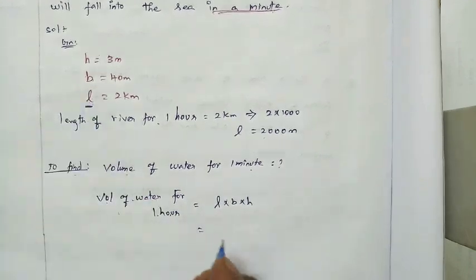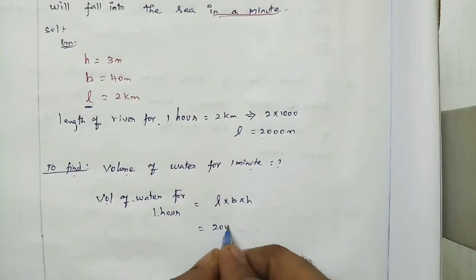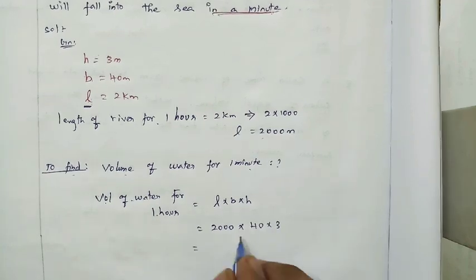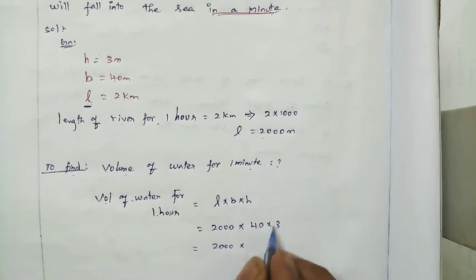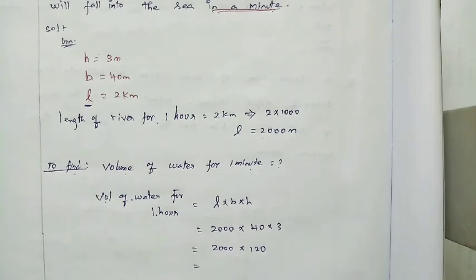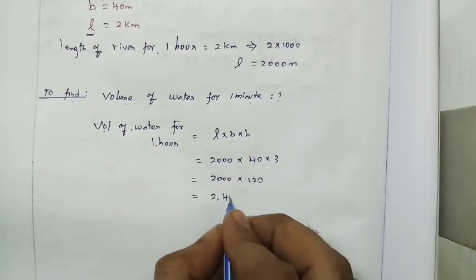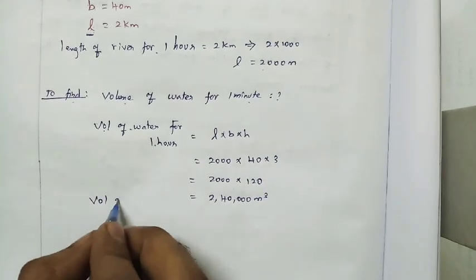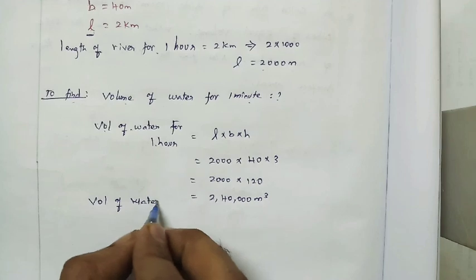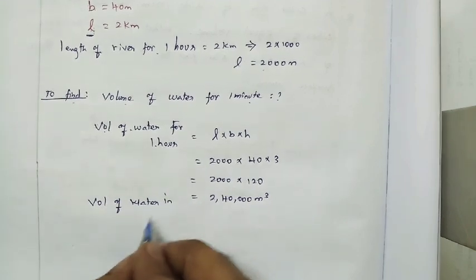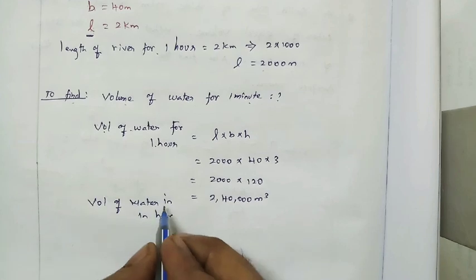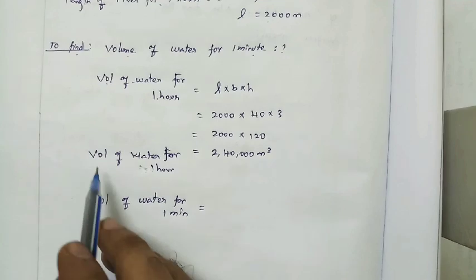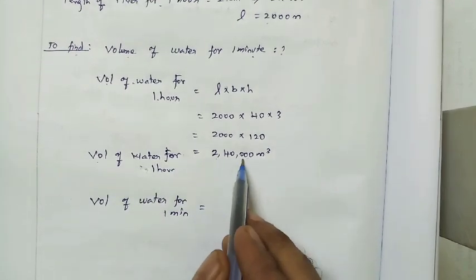So L is the length, 2000 meter, into breadth 40, into height 3. While multiplying, 2000 into 40 into 3 is 120, which gives 2,40,000 meter cube. Therefore the volume of water that flows in the river in 1 hour is 2,40,000 meter cube.